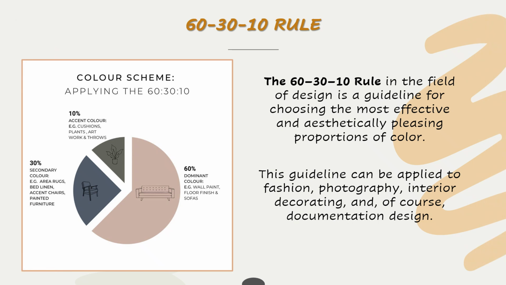Another trick I've learned in design is this thing called the 60-30-10 rule, and what this is, is a template for choosing the most effective proportions of the colors that you're using. And what this says is that you should choose a dominant color that takes up 60% of your design, a secondary color that takes up about 30%, and finally an accent color.